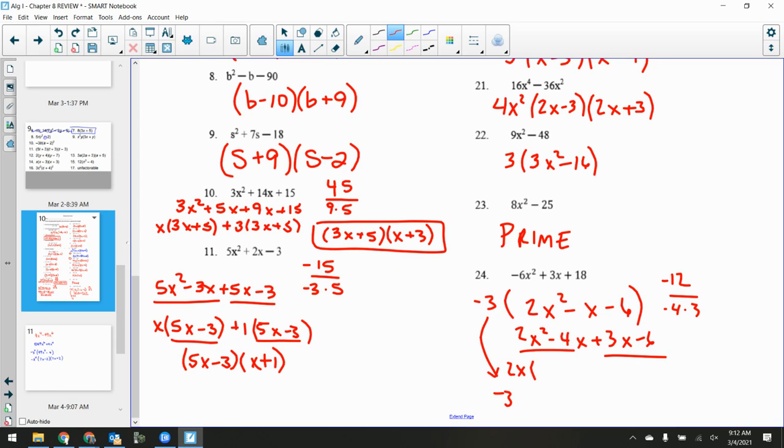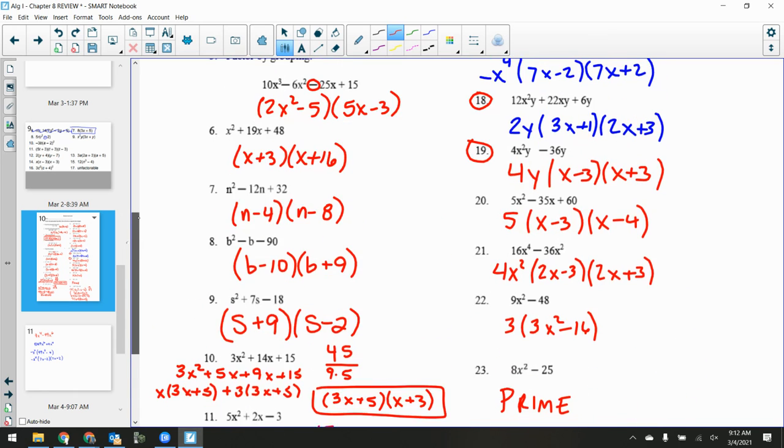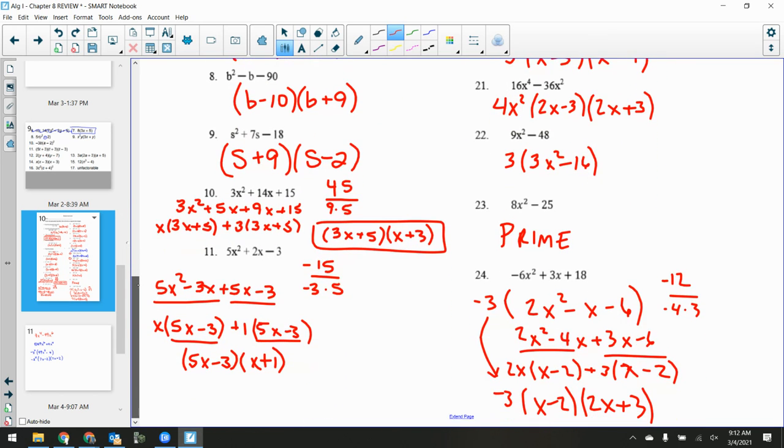That's a 2x coming out, leaving an x minus 2. That's a 3 coming out, leaving an x minus 2. So x minus 2, 2x plus 3. Sorry, the smartboard is lagging behind me there. Okay, at least we have all the problems written out there. I'm going to go back and hit some of the ones that we needed real quick. It was 18 and 19. I'm going to show them on the whiteboard so that we can see the answers still up here.